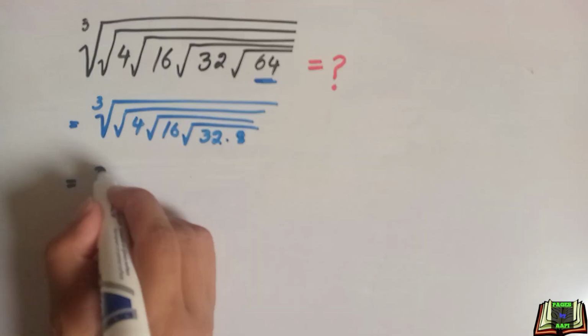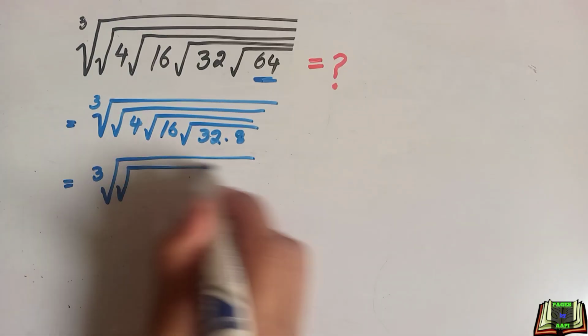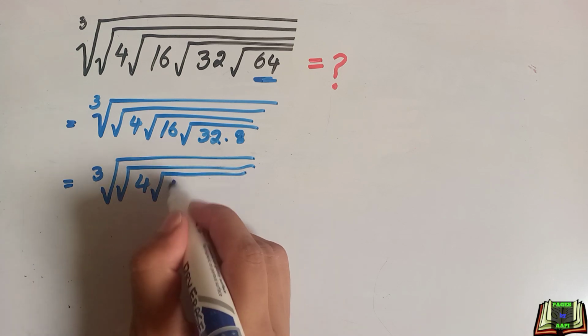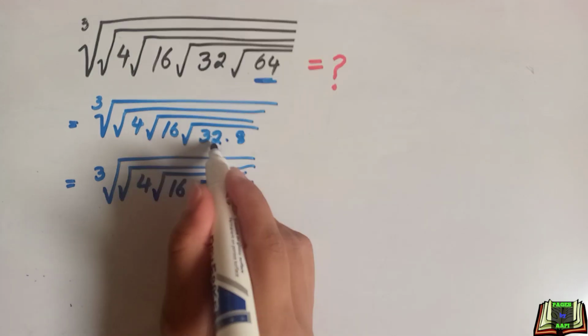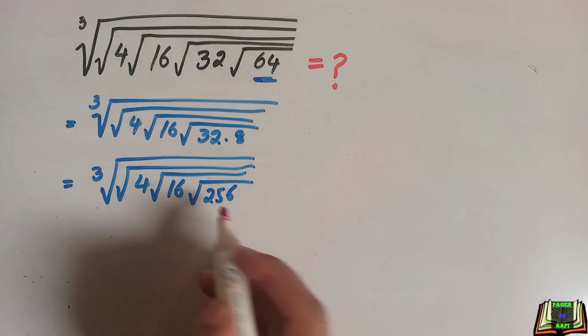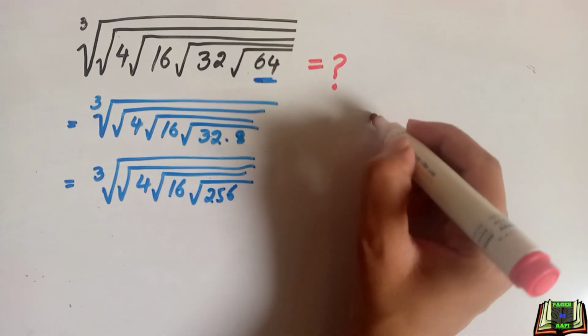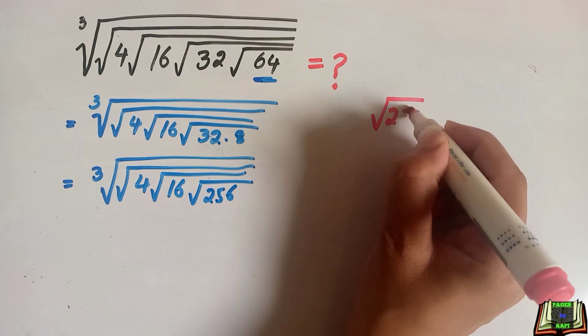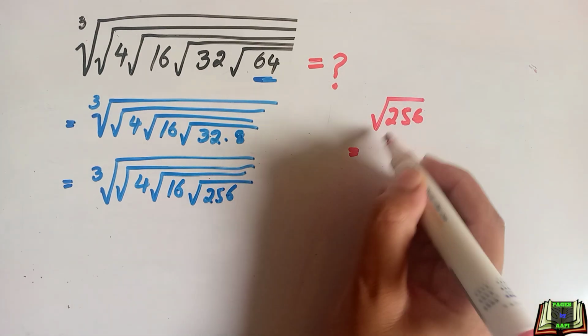In the next step, we will multiply these two numbers, 32 times 8. 8 times 2 is 16. 1 carry. 8 times 3 is 24, and 1 is 25. Further simplification of 256 we are going to do at this side.